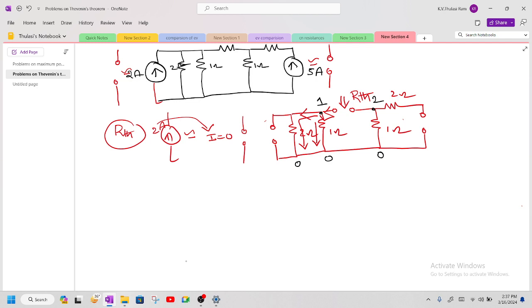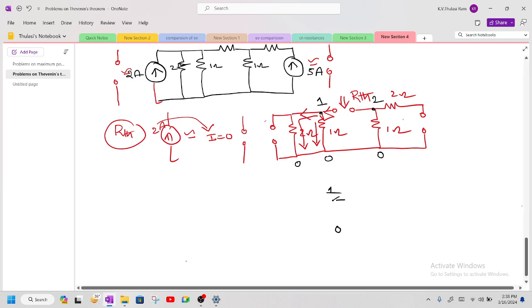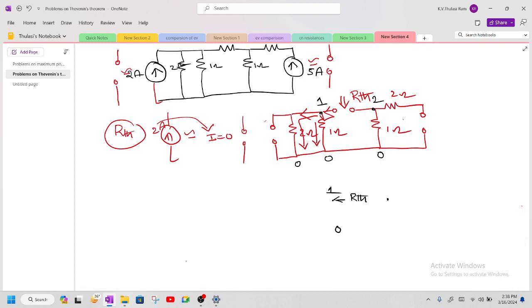So between 1 and 0, we need to find out R Thevenin. See here, this is 1, this is 0. Between 1 and 0, how many resistors are connected? 1 ohm is connected. Between 1 and 2, how many resistors are connected? 2 ohm is connected. So I'm going to get the parallel resistance, which is nothing but the product of resistances 2 into 1 divided by 2 plus 1, which is nothing but 2 divided by 3.